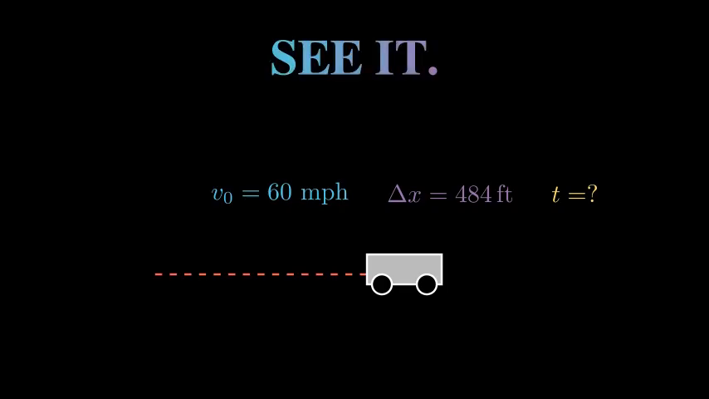You're staring at an exam question. A car brakes from 60 miles an hour and skids to a stop over 484 feet. How long did that take? No time given anywhere in the problem. You've memorized 4 equations. None of them seem to fit. Sound familiar? Here's the twist.